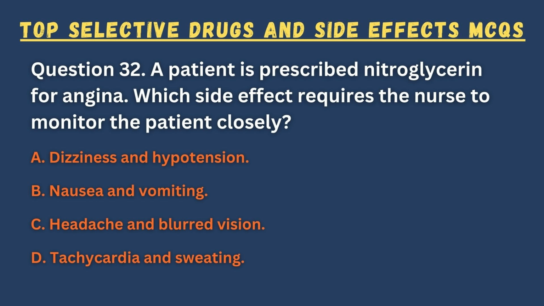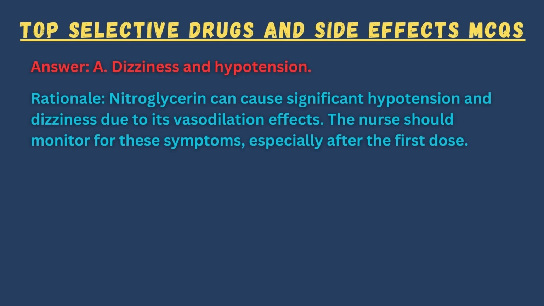A. Dizziness and hypotension. B. Nausea and vomiting. C. Headache and blurred vision. D. Tachycardia and sweating. Answer: A. Dizziness and hypotension. Rationale: nitroglycerin can cause significant hypotension and dizziness due to its vasodilation effects. The nurse should monitor for these symptoms, especially after the first dose.